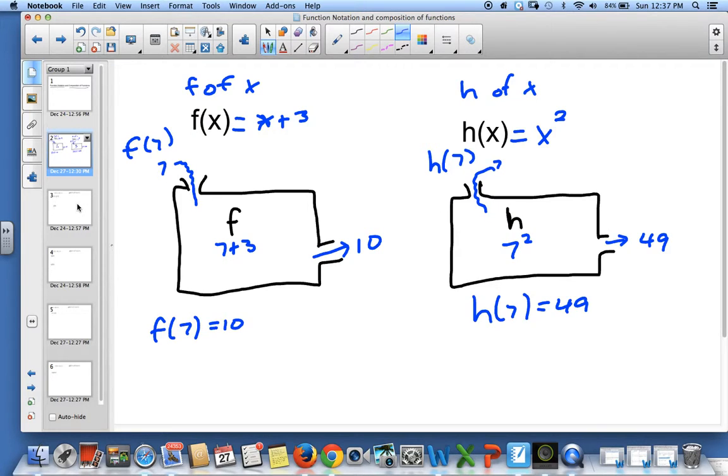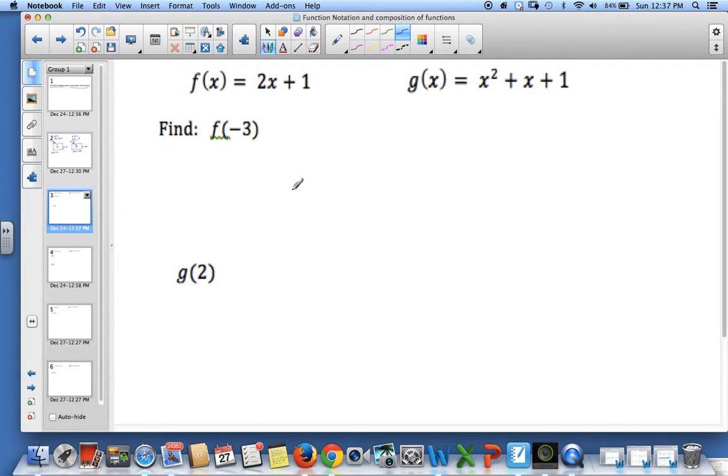And we're going to kind of combine some things. Let's look at a couple practice problems here. So here f of x is defined as 2x plus 1. What that means is we take every x, and whatever we have, we multiply it by 2 and then add 1. So this would just be 2 times negative 3, because the x now has changed to negative 3, plus 1. So that's negative 6 plus 1, which is negative 5. So f of negative 3 equals negative 5.